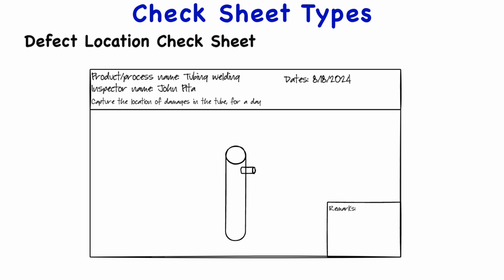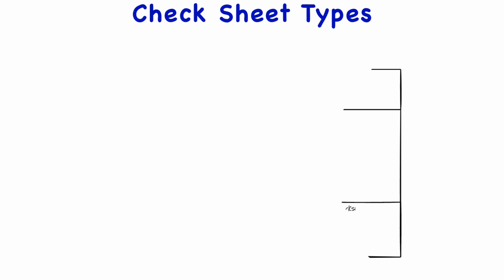The check sheet doesn't capture the kind of damages, it's more focused on the location of the damages. Adding dots to the sketch of the tubing to identify where the defects are occurring, providing clues to the improvement team on where to look in the process that is causing the damages.